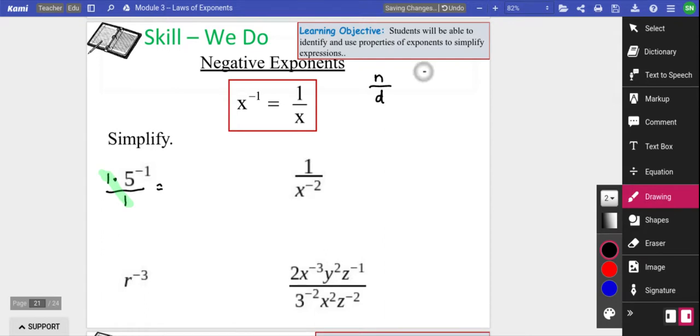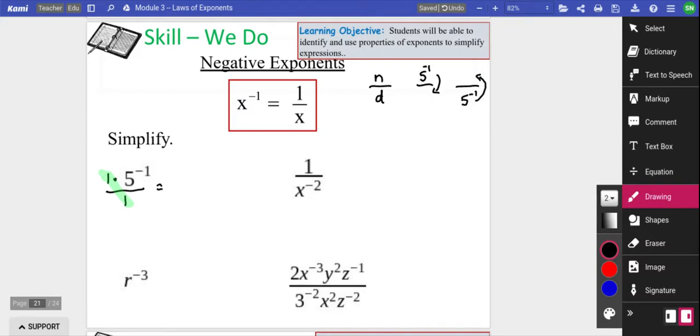Let's say the one with the negative exponent is at the top. We have to move it to the bottom and it becomes positive. Now, let's say the one with the negative exponent is at the bottom. We have to move it to the top to make it positive.